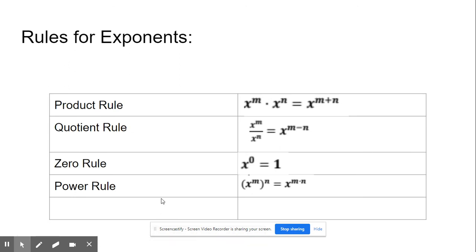Hopefully that helps give you a better idea of what was covered during week 4 of Algebra 2.